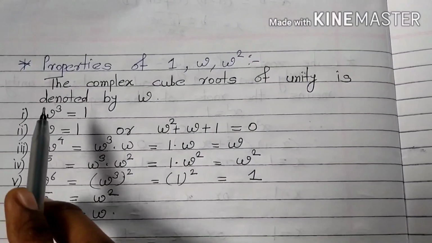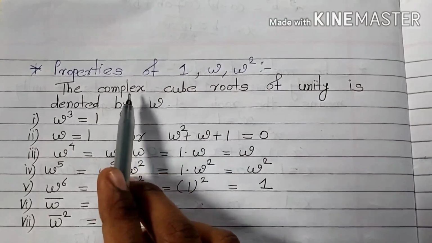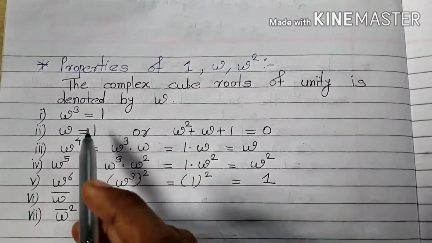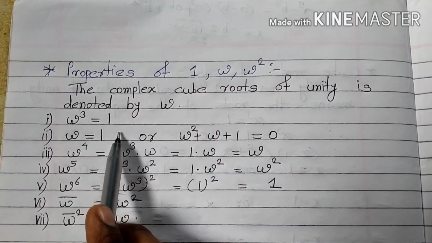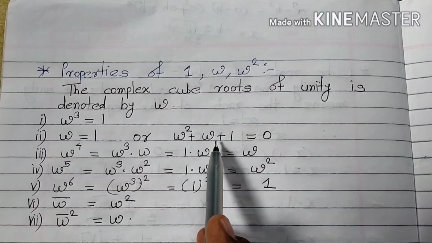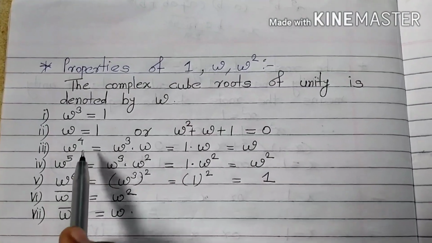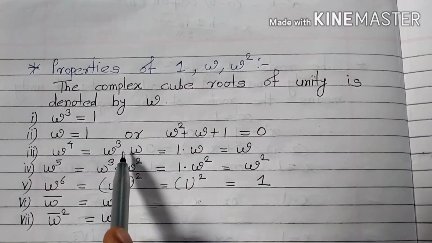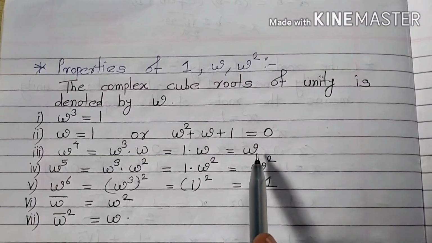Now there are some properties of 1, omega and omega square. The complex cube root of unity is denoted by omega. Therefore, the properties are: omega cube is equal to 1, and 1 plus omega plus omega square is equal to 0. Next, omega raised to 4 can be split as omega cube into omega, but omega cube is 1, so 1 into omega is equal to omega.